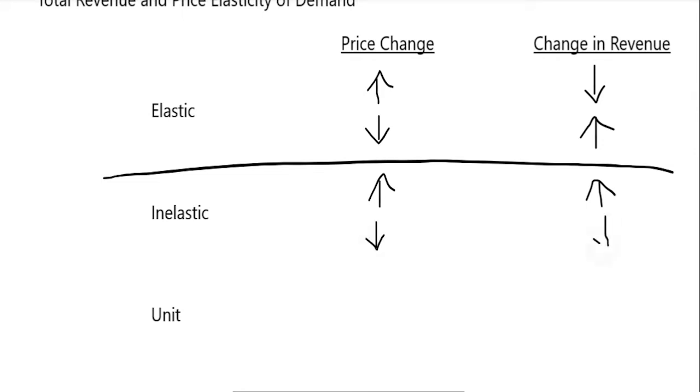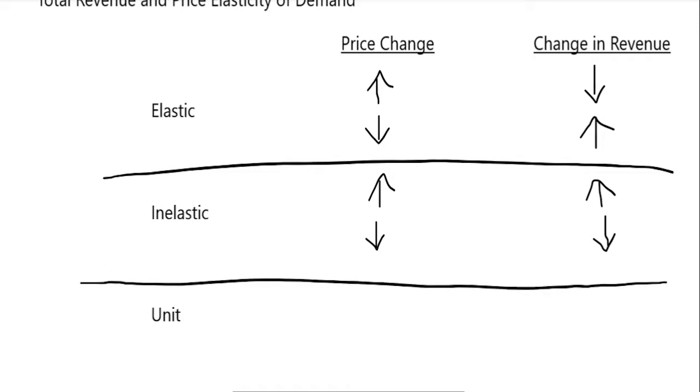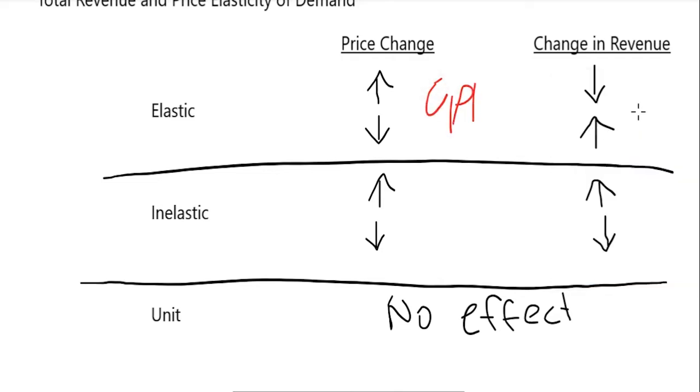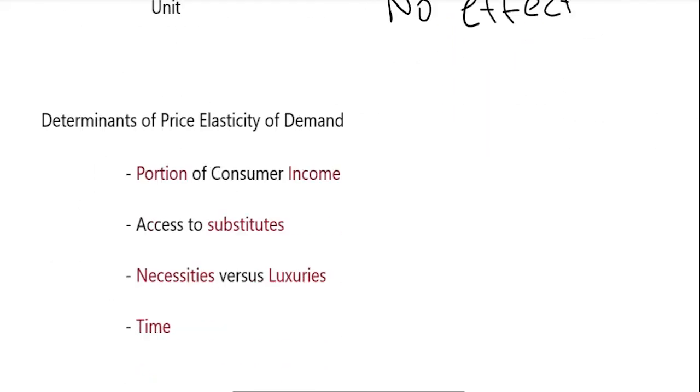Whereas if you decrease the price, you decrease the revenue as well. And then unit, it has no effect. No matter what you do, the revenue is always going to be the same. So a good way of remembering this is that elastic changes in opposite directions. So I'll actually write that out. It changes in opposite directions. And inelastic changes in the same direction.